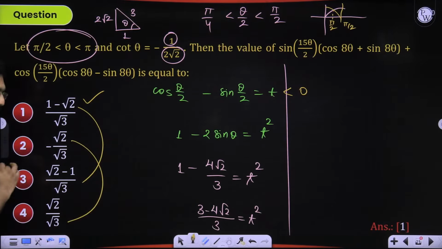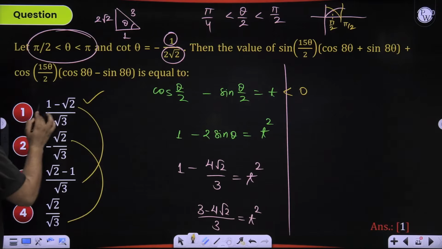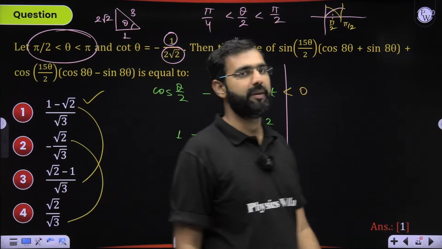So it could be either option A or C. But I want it to be negative. T should be negative, and negative is given by this, because 1 minus root 2 is negative. So option A will be the final answer.